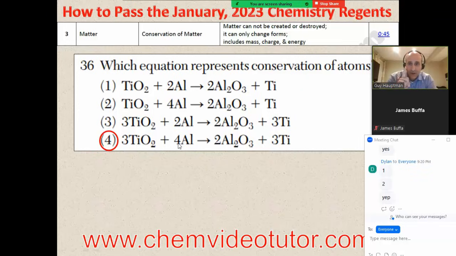But if we look here, we have 4 aluminums, 4 aluminums. Aluminums are good. Here we have 3 times 2 O's is 6, and 2 times 3 O's, 6. The O's are good. 3 Ti's, 3 Ti's. So do we have a good understanding of mass being conserved based on this question?